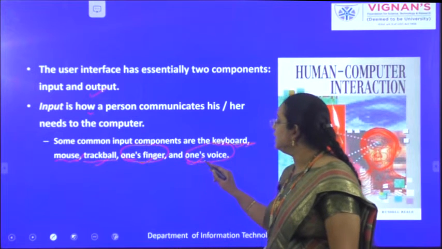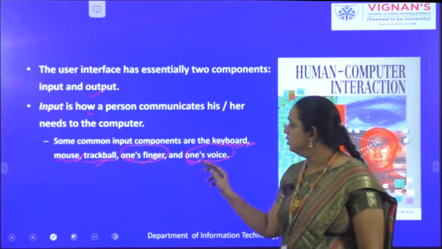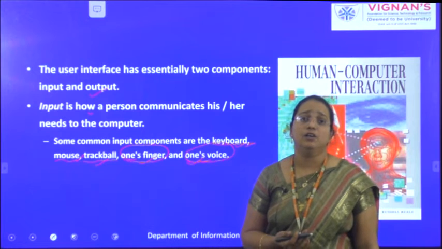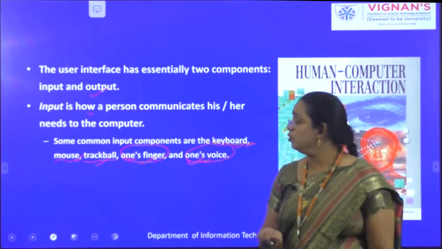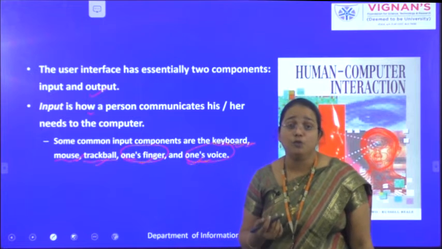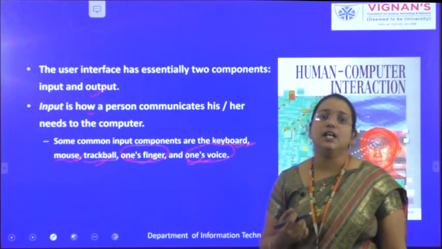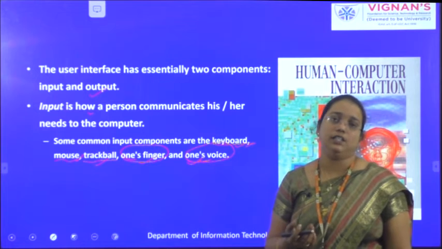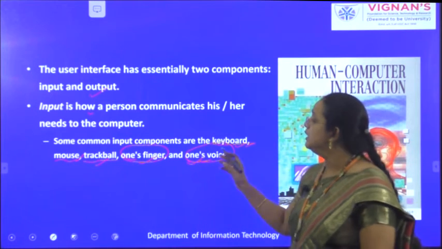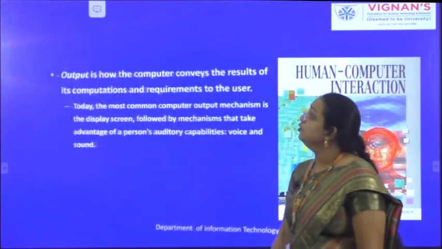And voice. Just like when you Google something, it can be recognized by voice. If you say "Hello Google", then it will recognize your voice. Whatever you want to say, it can understand your voice and do the things accordingly. That is considered as one's voice. These are the different types of inputs which you are going to give to the computer.